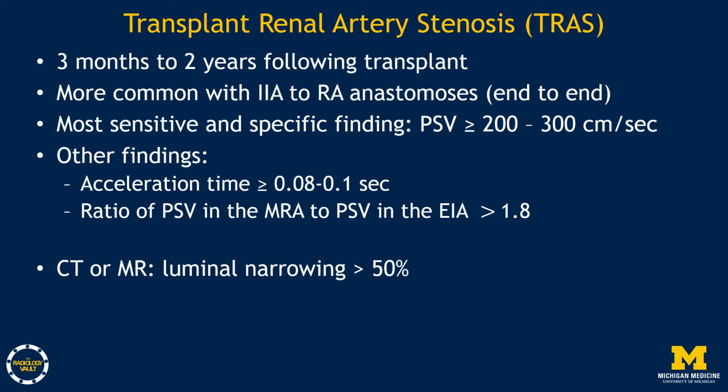Other findings include acceleration time greater than or equal to 0.08 to 0.1 second, and ratio of peak systolic velocity in the main renal artery to peak systolic velocity in the external iliac artery greater than 1.8. As we know, these are all ultrasound findings. On CT or MR, TRAS can be seen as luminal narrowing greater than 50%.